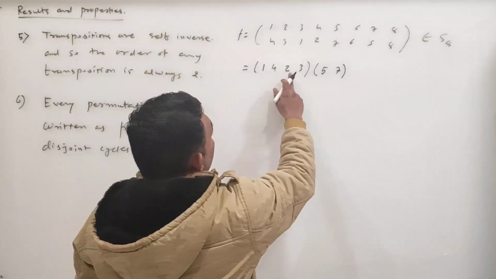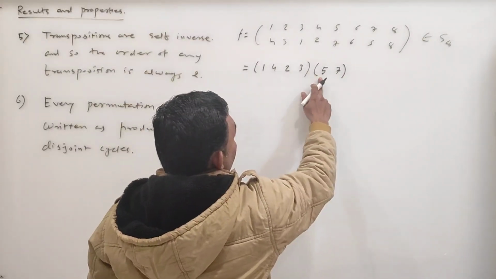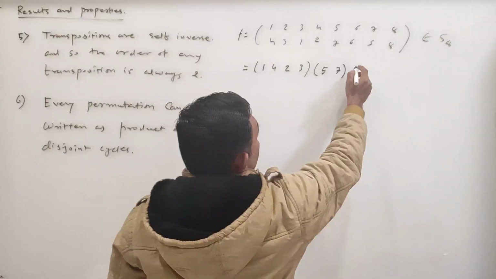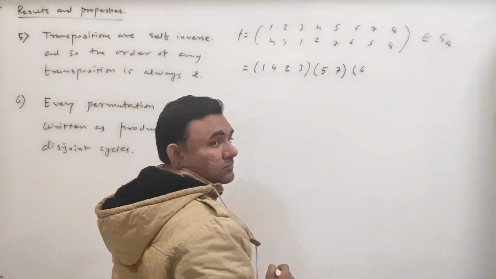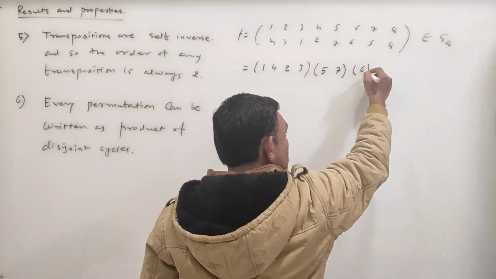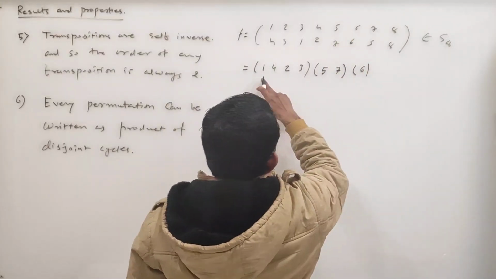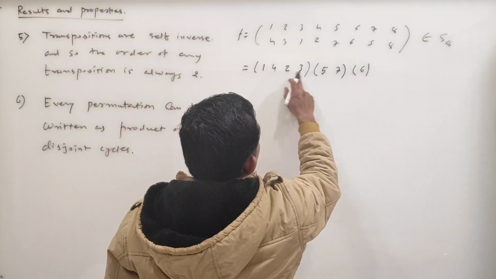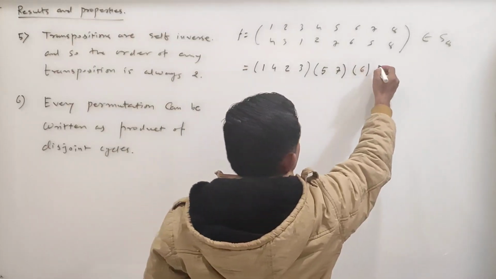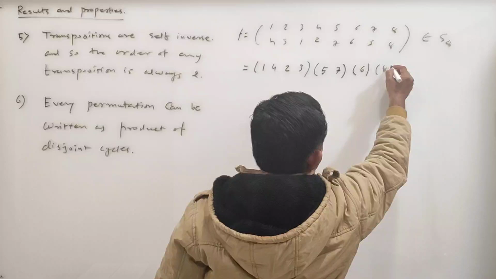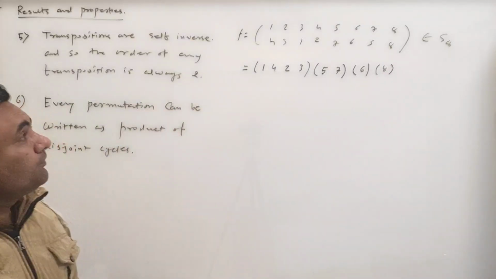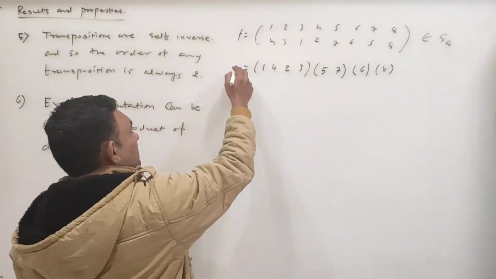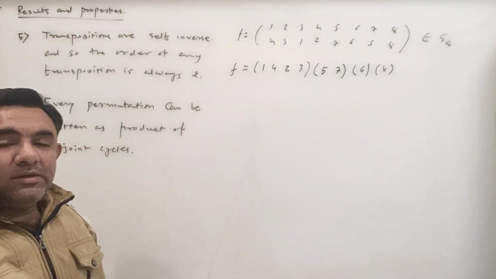Now 1, 2, 3, 4, 5 are covered, 6 is not, so you start with 6. Here 6 goes to 6, so stop. Then 1 through 7 are covered, 8 is missing, so you start with 8. 8 goes to 8, so stop. So this is my f.